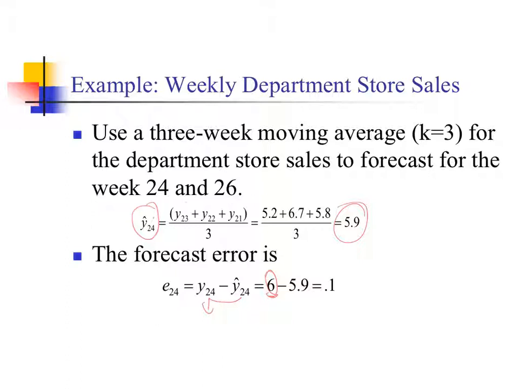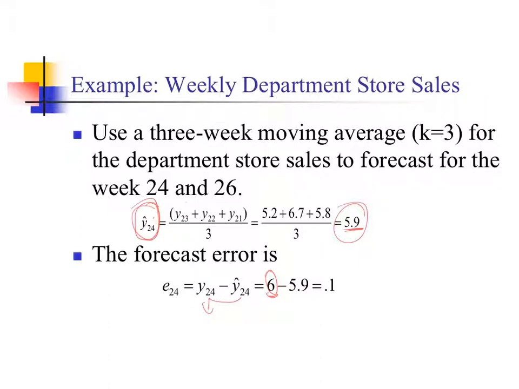let's use a 3-week moving average, K3, for the department store sales to forecast for week 24 and 26. Here for week 24, what we need to know is the actual data for week 23, 22, and 21, and average it out. What we get is 5.9.